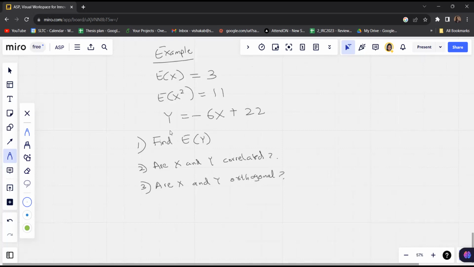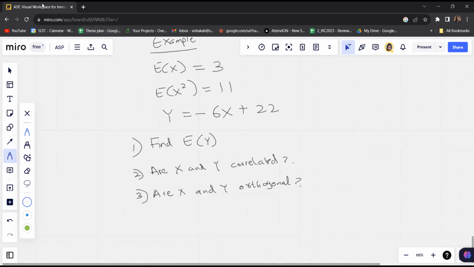So I will try to solve that, right? Are you able to find EY? Is it 4? Yeah, we will get into that. I will try to solve and then try to find out.